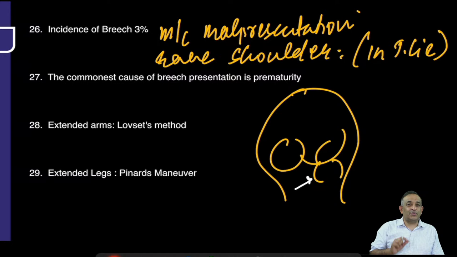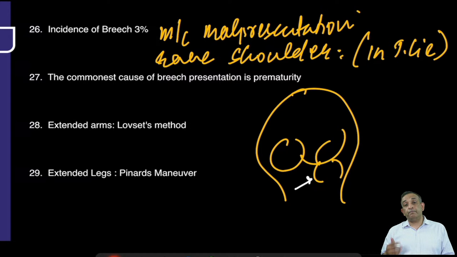Now the commonest cause of breech presentation is prematurity. The prematurity corrects by itself in some time. When the baby gets to term, the baby corrects by himself, when the liquor reduces and the head becomes heavier, the head comes down. So when the baby is around 30, 32, 33, 34, 35 weeks and it is a breech, don't throw an alarm. Wait till 36, 37 weeks. By then the baby is big and the head is heavier, so the breech corrects. Now extended arms are delivered by Lovset's method and extended legs are delivered by Pinard's maneuver.